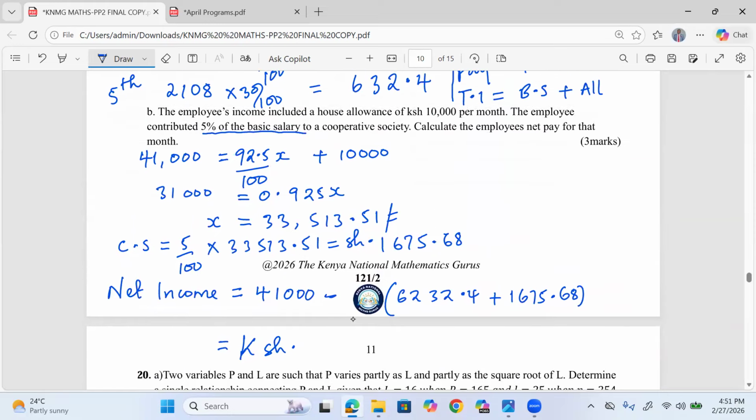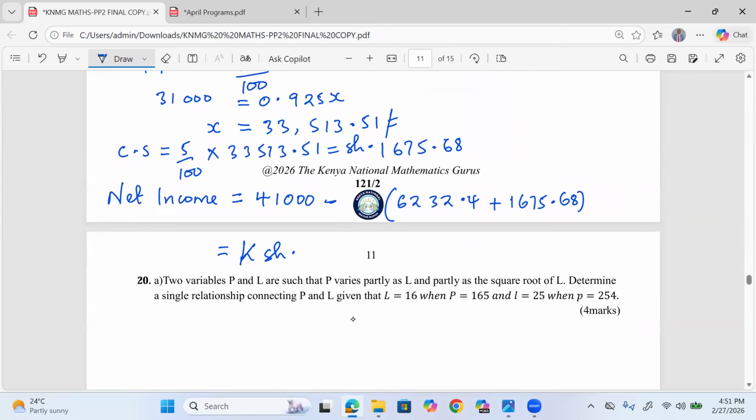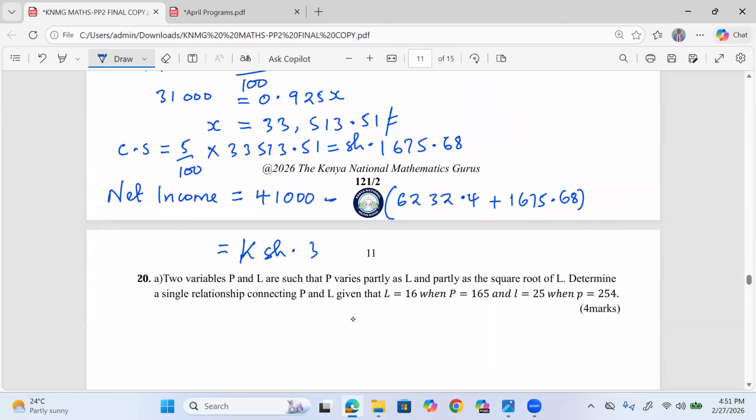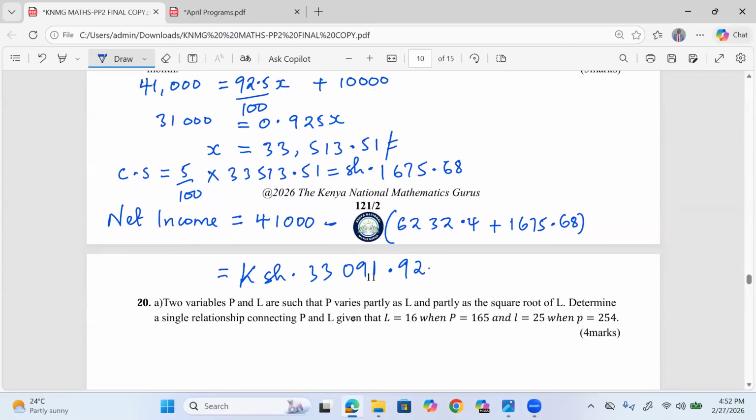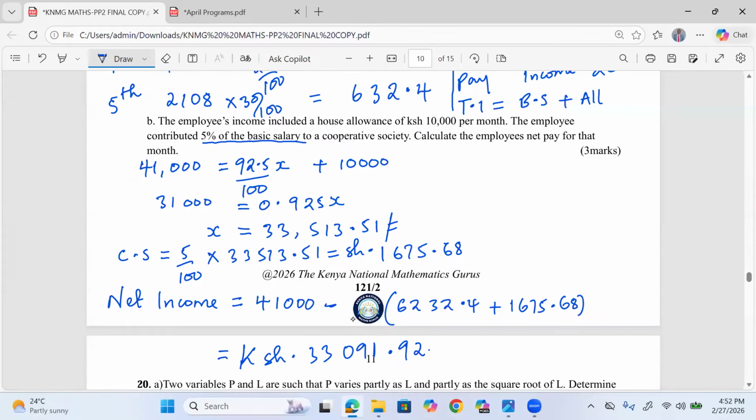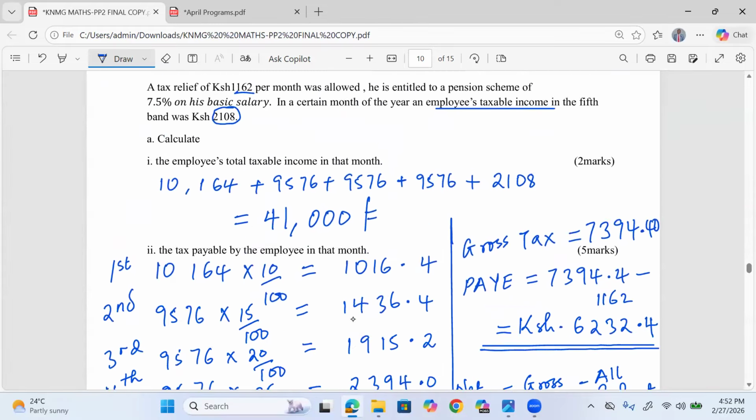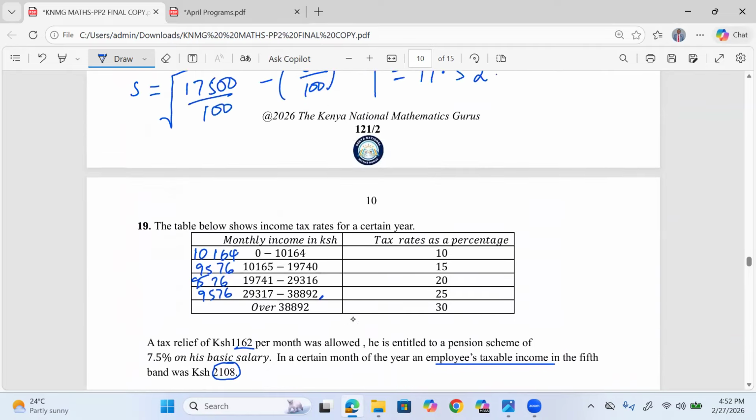So I'm picking 6232.4 plus 1675.68. Then we take 41,000 and we subtract this value. We get exactly 33,091.92 Kenya shillings. A very good question on commercial arithmetic. Very good. A very excellent question.